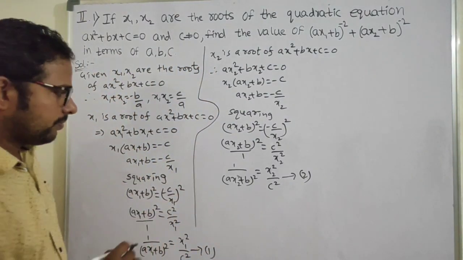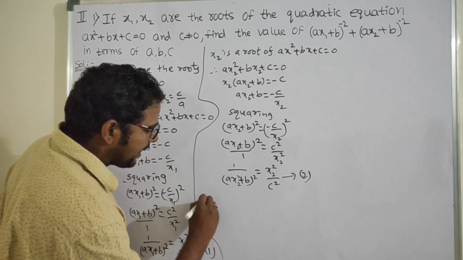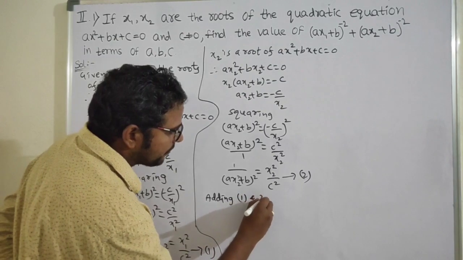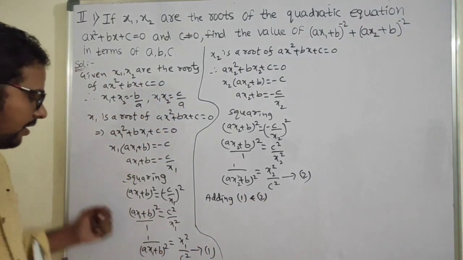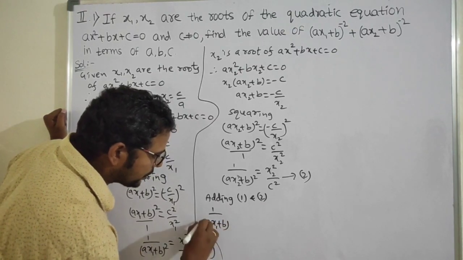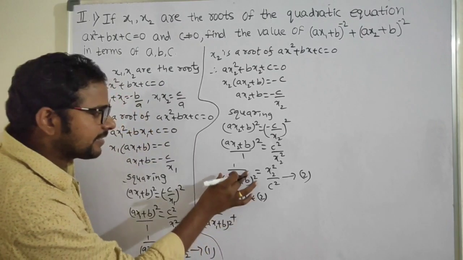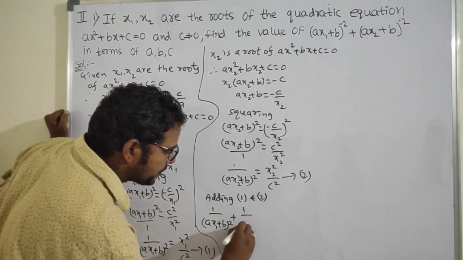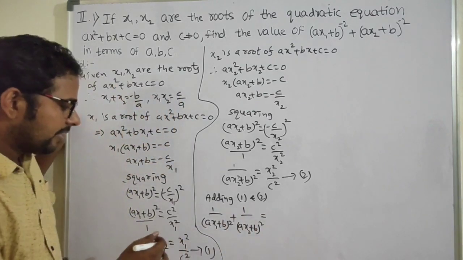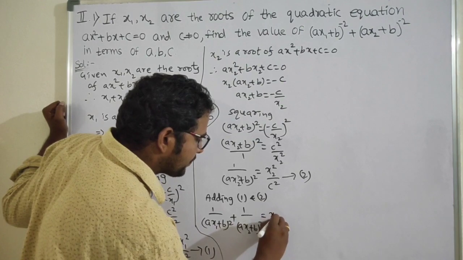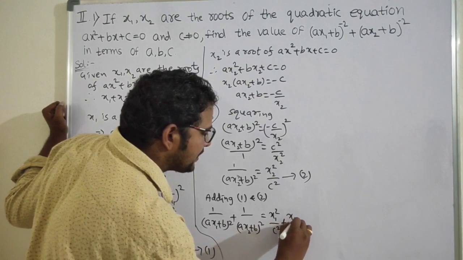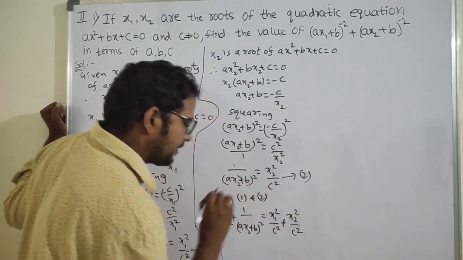Now adding equation 1 and equation 2. What is the LHS? 1 by ax1 plus b whole square plus, what is the LHS here, 1 by ax2 plus b whole square is equal to, what is the RHS? x1 square by c square plus, what is the RHS, x2 square by c square.